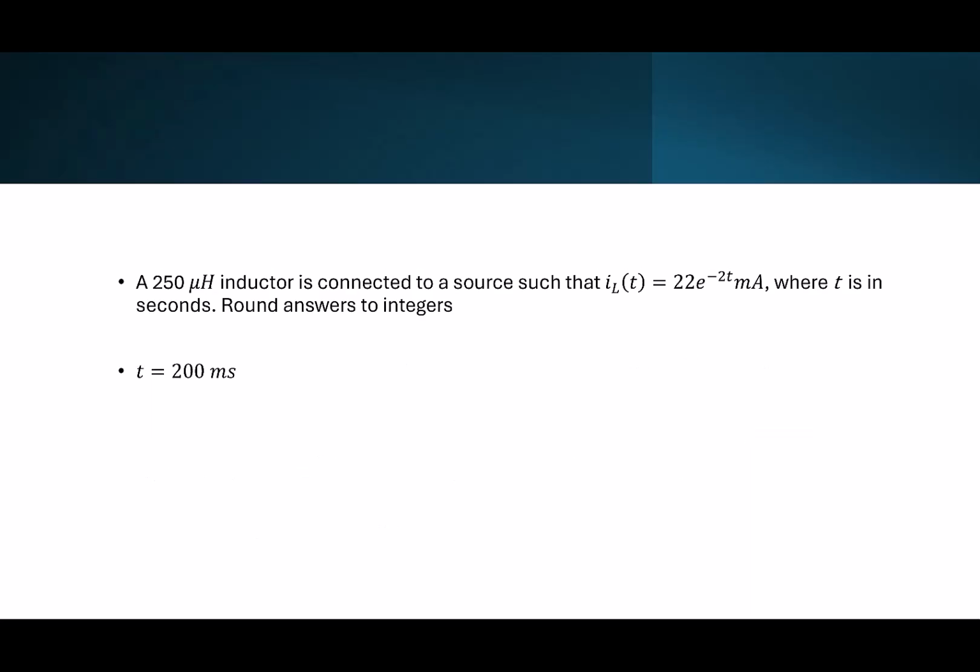Let's do that one more time, but let's change the time to 200 milliseconds. We know 200 milliseconds is equal to 0.2 seconds. We just divide by 1,000. We'll keep our inductance of 250 times 10 to the negative 6 henries. Now we need to find our energy when t is 0.2.